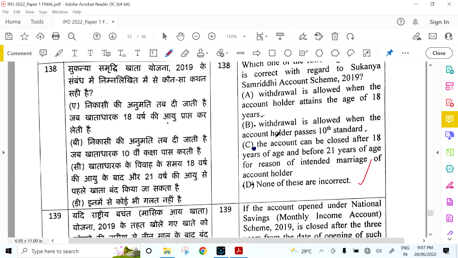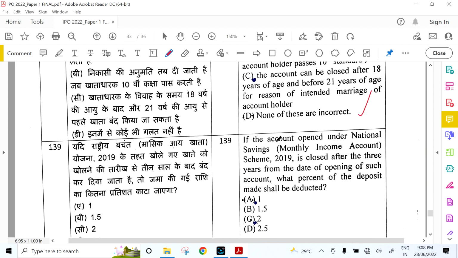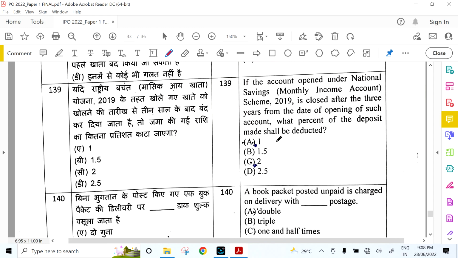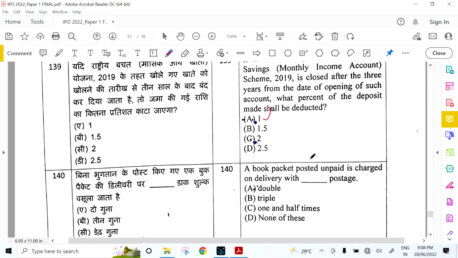Here withdrawal is allowed when the account holder attains the age of 18 years, or withdrawal is allowed if the account holder passes 10th standard. So that all these are correct. If the account opened under MIS is closed after 3 years from the date of opening of such account, what percentage of deposit shall be deducted? It is A, that is 1% will be deducted if it is after 3 years.